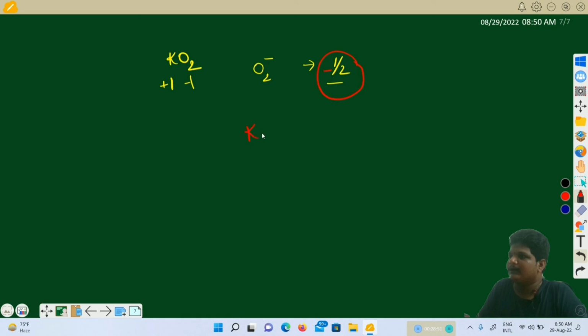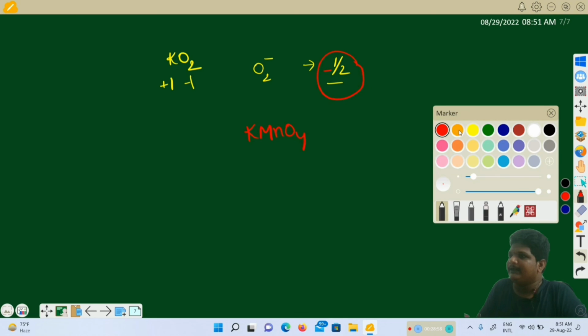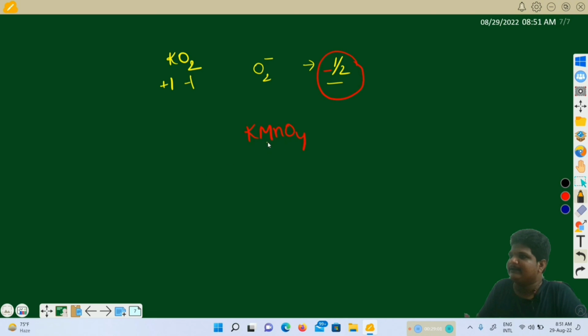Now let us calculate the oxidation number of manganese in potassium permanganate. Here potassium will have a +1 oxidation state, and manganese is assumed as X. We have to find this X. Oxygen will have a -2 oxidation state. The overall charge is 0.